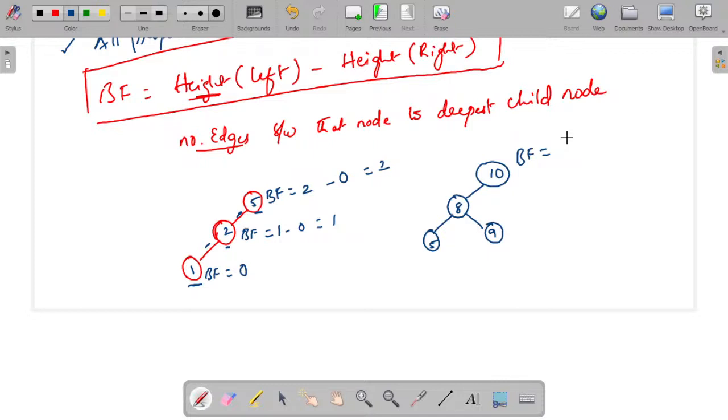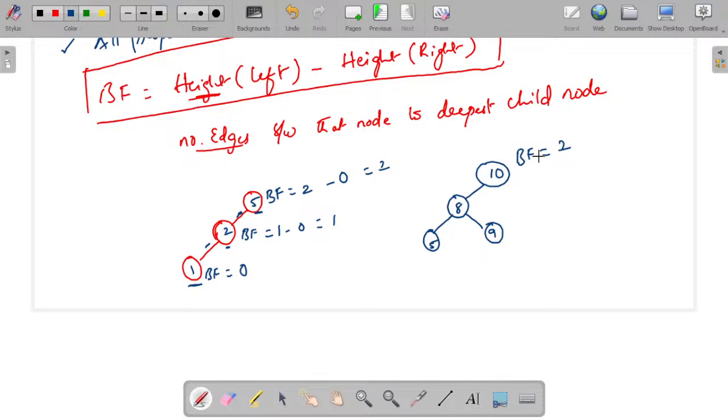So balance factor for 10. Dinesh is telling us the balance factor for 10 is 2, and Hassan is telling 3. Great. So now we will see the balance factor for 10. Yes, the balance factor for 10 is 2. We will understand why it is 2.